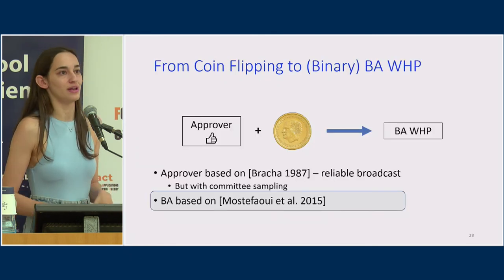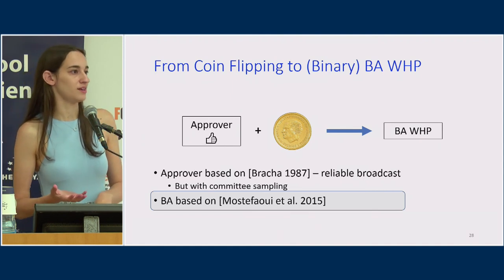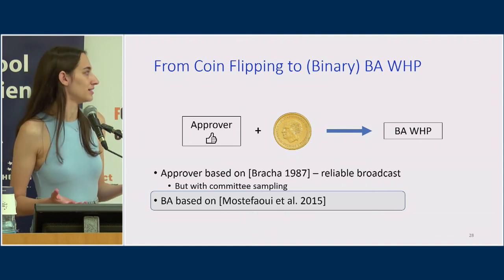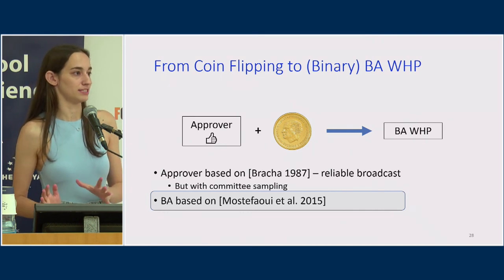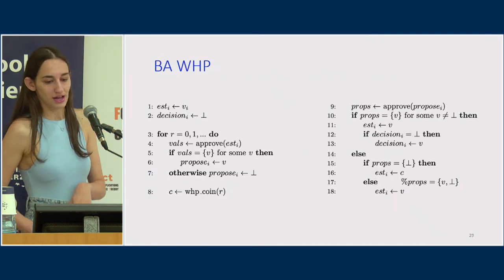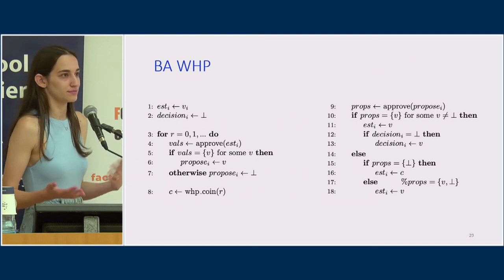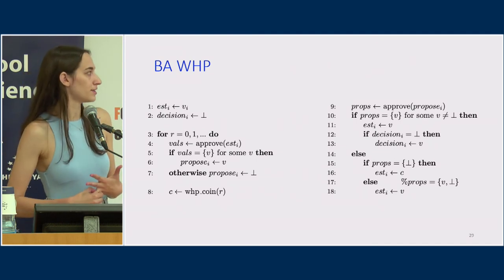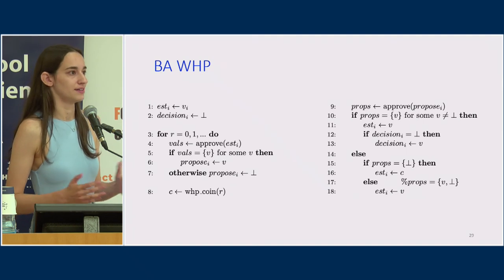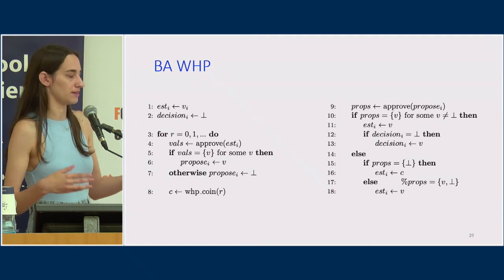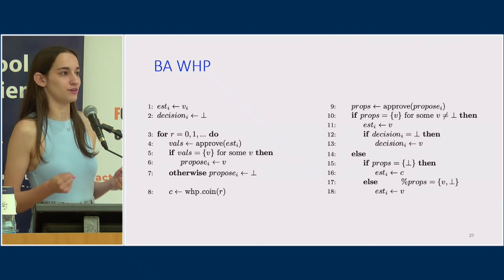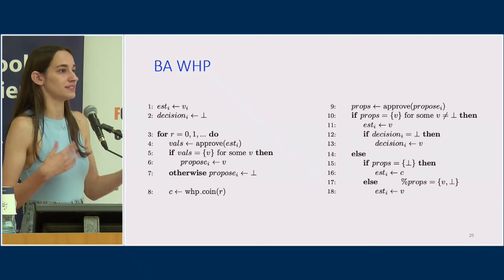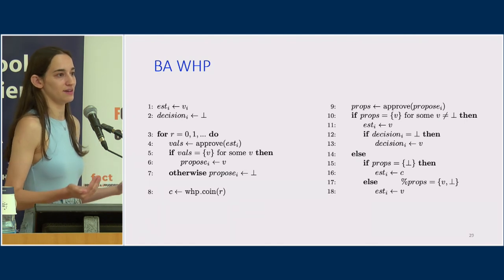So now we have a prover primitive and a shared coin, which we described in detail. We can take them and plug them into a consensus algorithm. Our algorithm is based on Mostefaoui et al.'s algorithm, and it's quite standard. We have these rounds that keep going on, and in each round, all processes are trying to converge on some value.